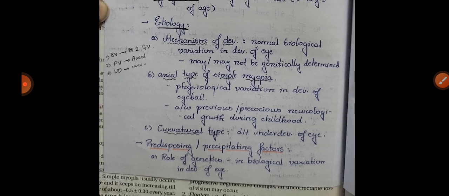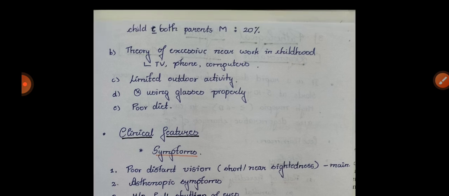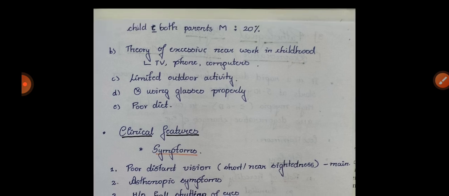Simple myopia is not so important, but pathological myopia they will ask. Have a look at it. Now, coming to children and both parents having myopia: if both parents are affected, there is a 20% chance of the children being affected.